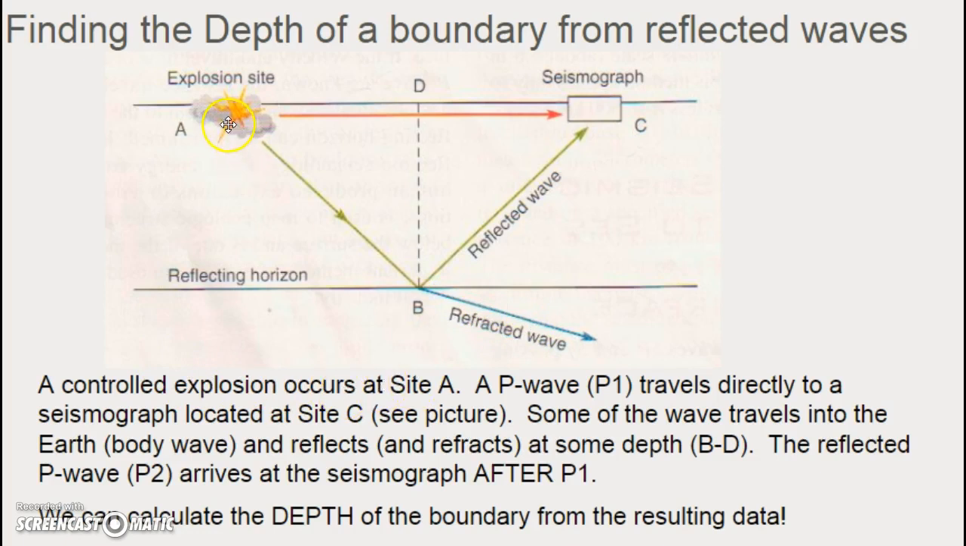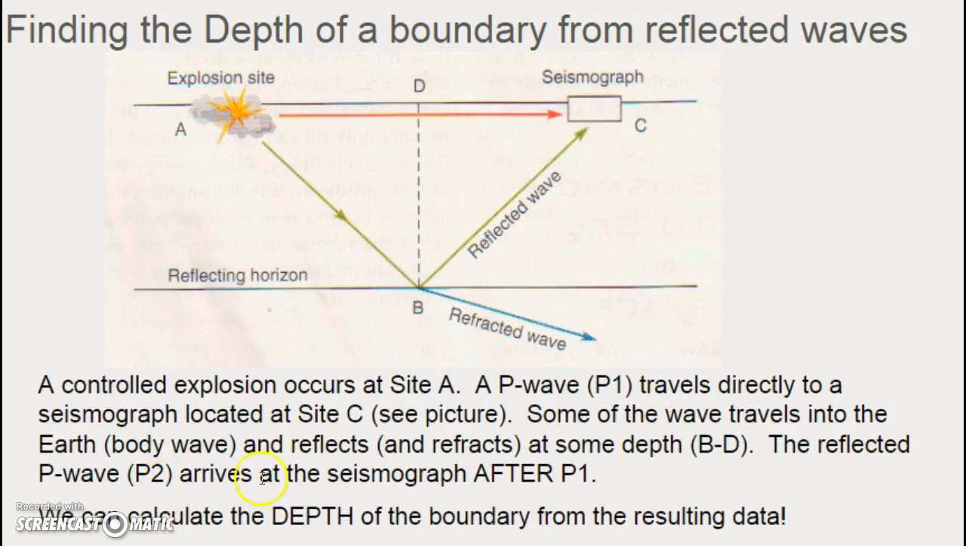So a controlled explosion occurs at site A. A P wave, right? P1 travels directly into a seismograph located at site C. Some of the wave travels into the Earth, what we call a body wave, and reflects and refracts at some depth that we'll call from B to D. We're going to call this a depth.